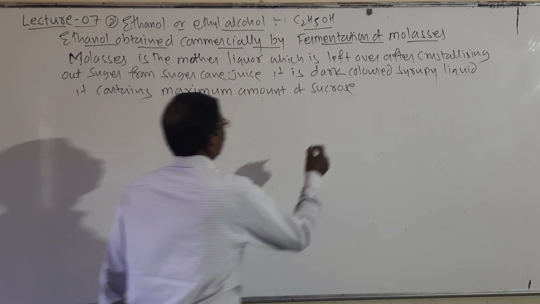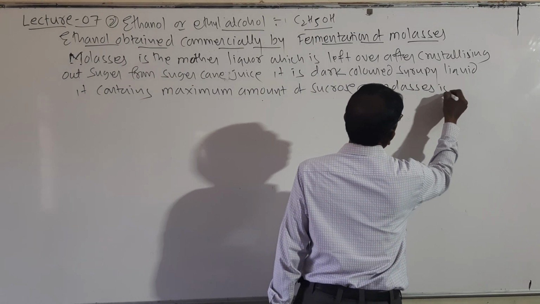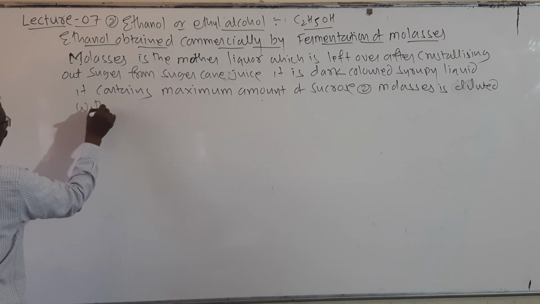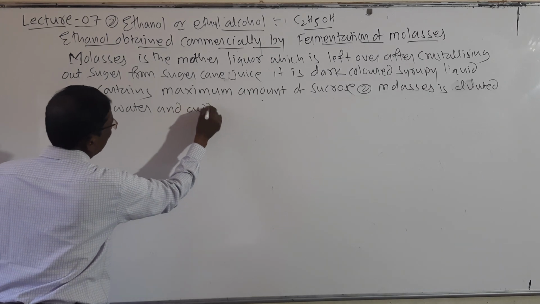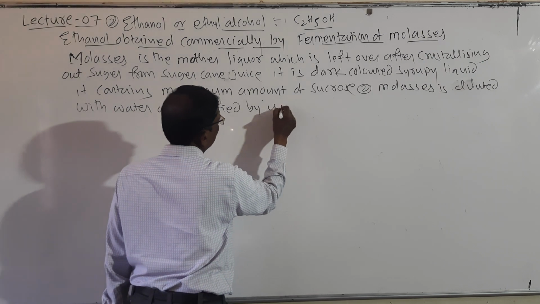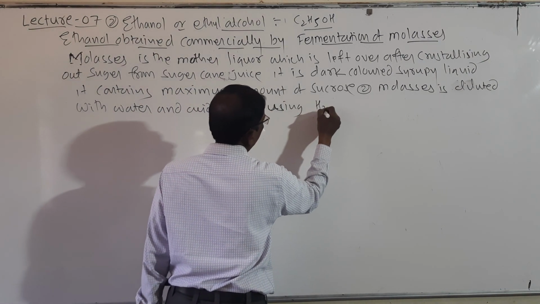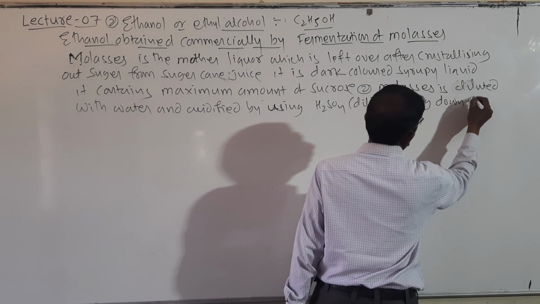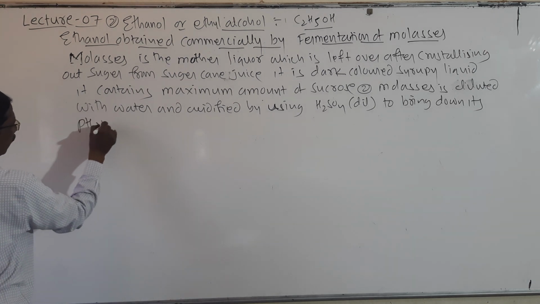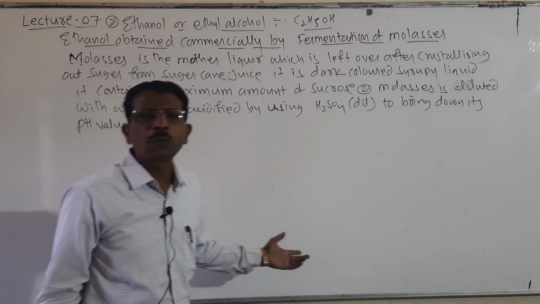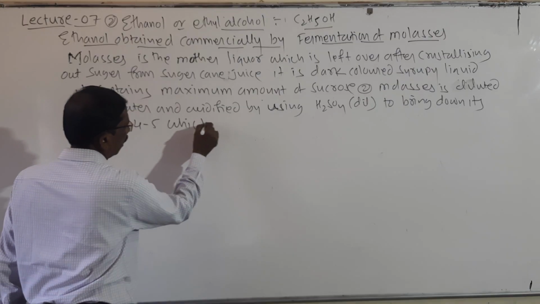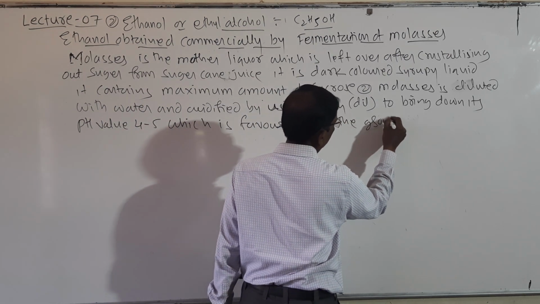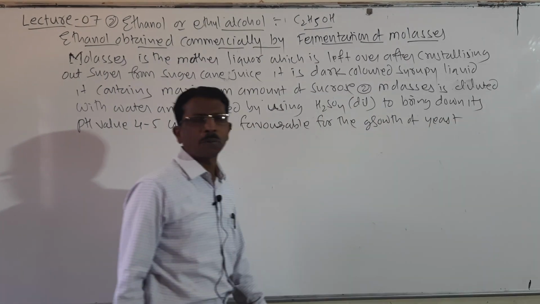Look here students. Now molasses is diluted with water and acidified by using dilute H2SO4 to bring down its pH value to 4 to 5, which is favorable for the growth of yeast.